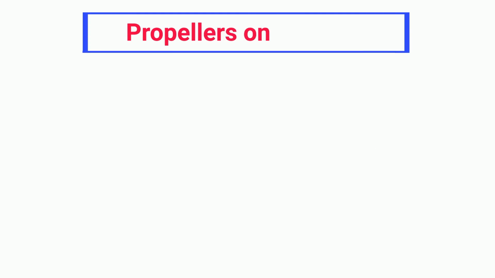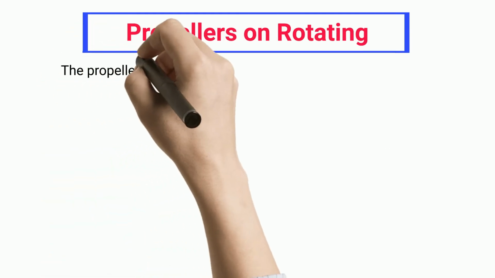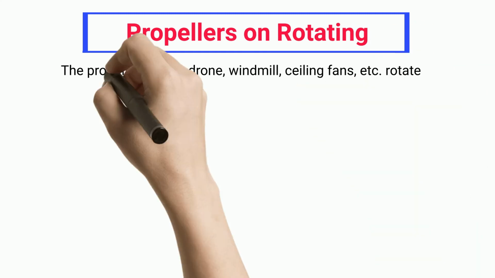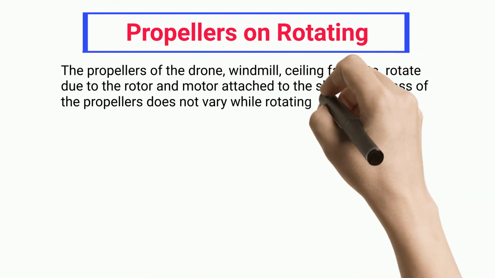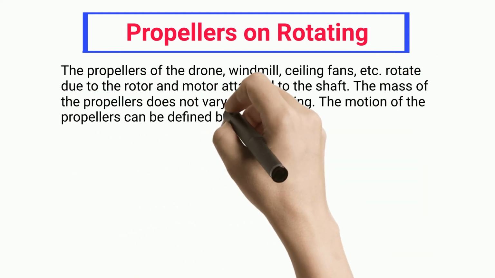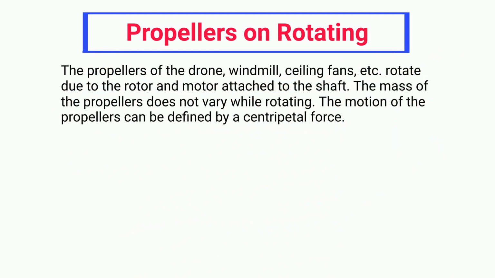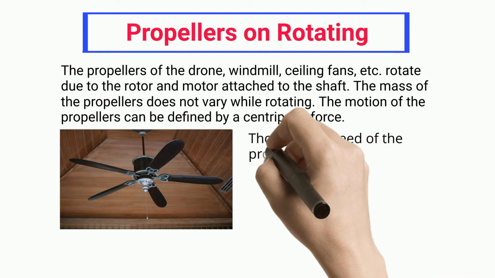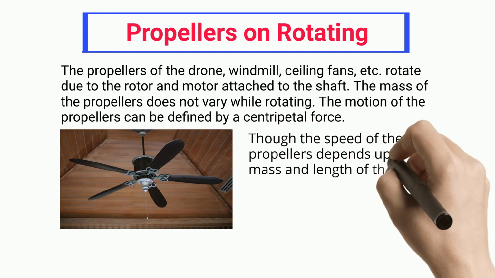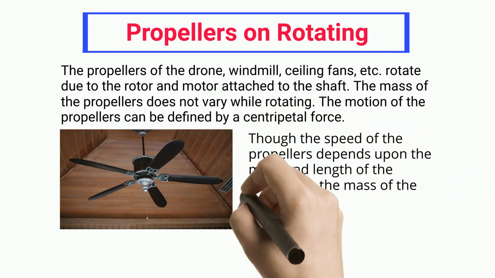Propellers rotating. The propellers of the drone, windmill, ceiling fans, etc. rotate due to the rotor and motor attached to the shaft. The mass of the propellers does not vary while rotating. The motion of the propellers can be defined by a centripetal force. Though the speed of the propellers depends upon the mass and length of the propellers, the mass of the propellers is conserved.